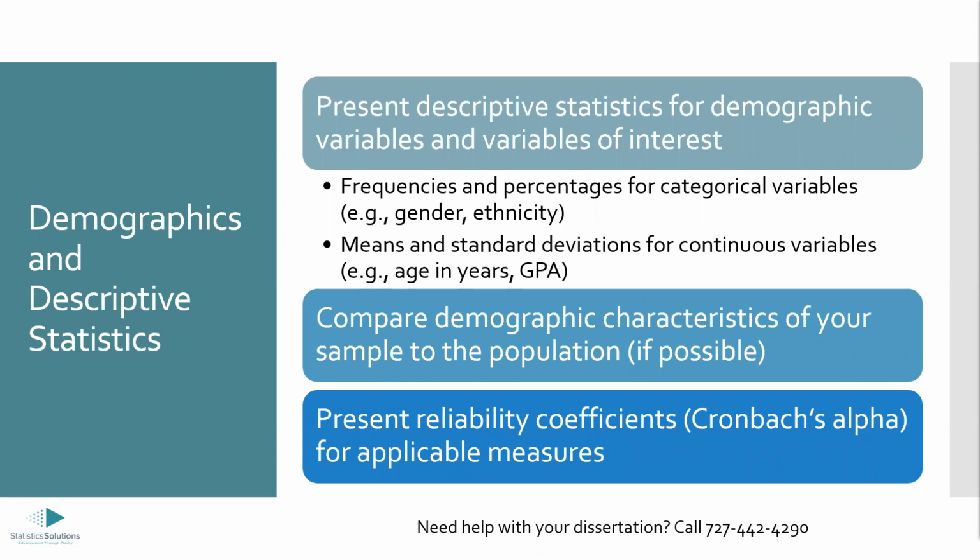So next we'll talk about the descriptive statistics section. So after you've gone through all your data preparation, now you can talk about preliminary descriptive statistics that you run on your variables. And so here you want to present your descriptive statistics, which may include frequencies and percentages for categorical variables. So things like gender and ethnicity may be categorical variables. And then statistics like means and standard deviations for continuous variables. So examples of those might be someone's age in years, or grade point average might be a continuous variable.